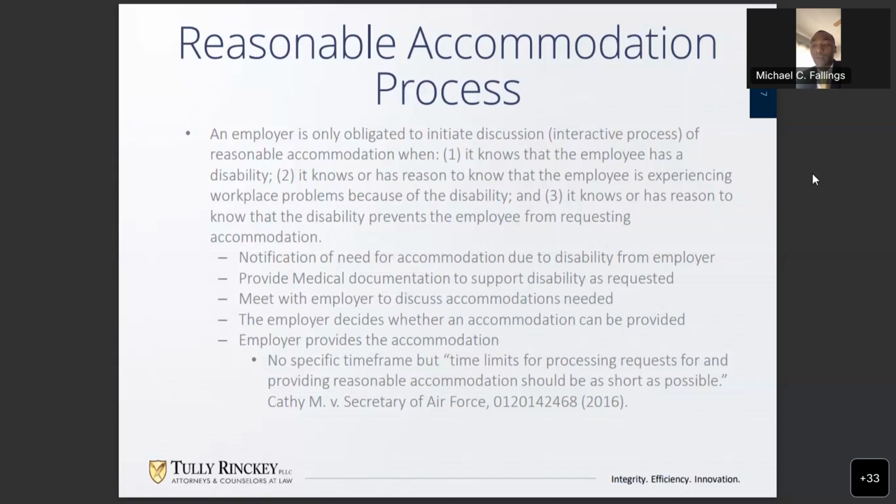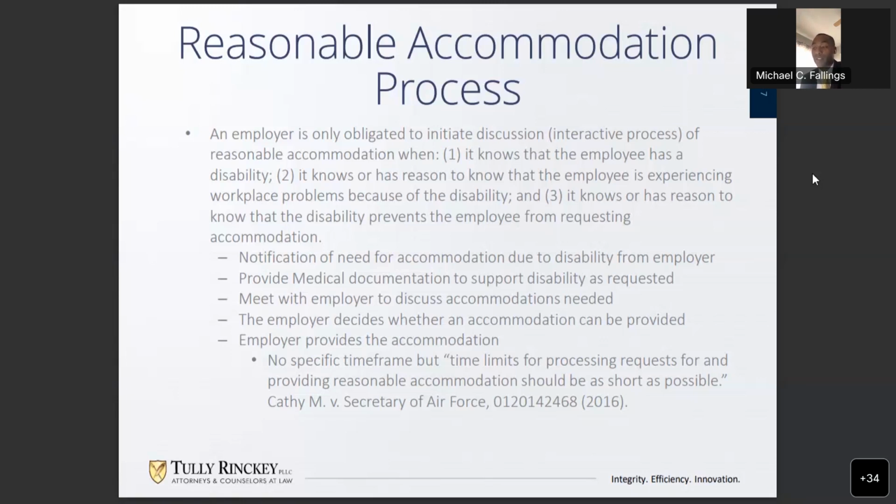Certainly, if a reasonable accommodation request has not even been acknowledged within a short amount of time, that could be an issue. In addition, even if an accommodation is granted but not provided, that could also be an issue that runs against the Rehabilitation Act.